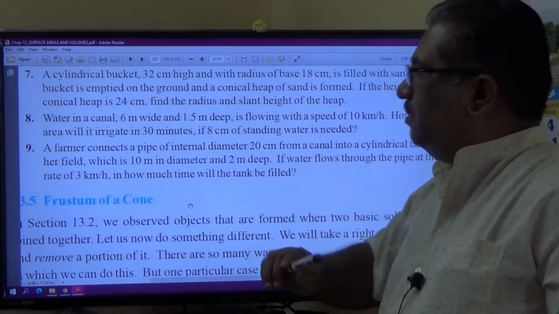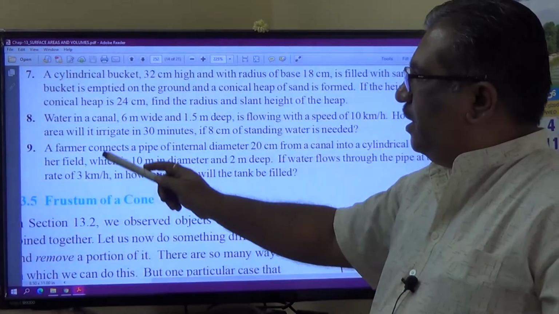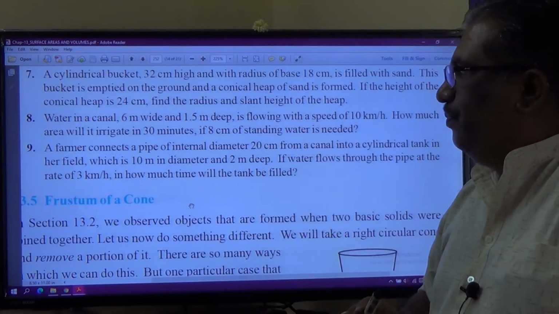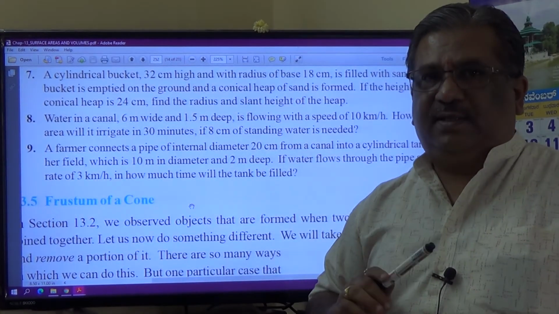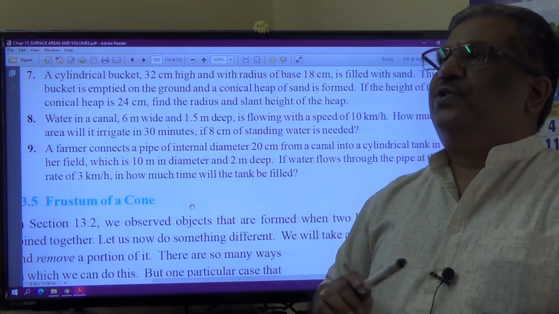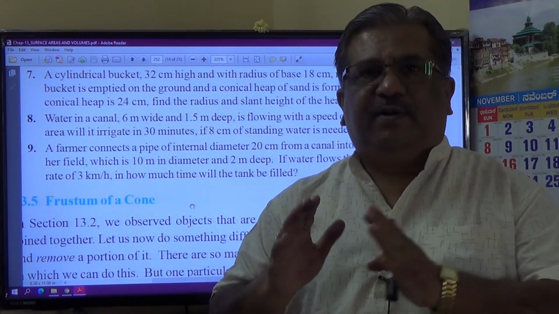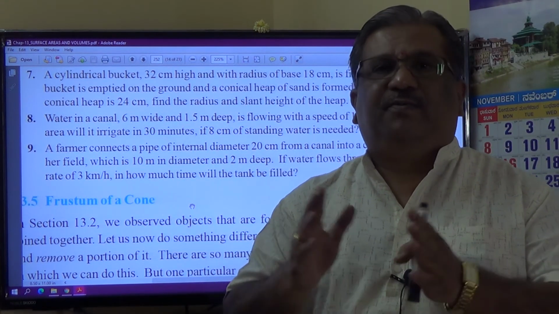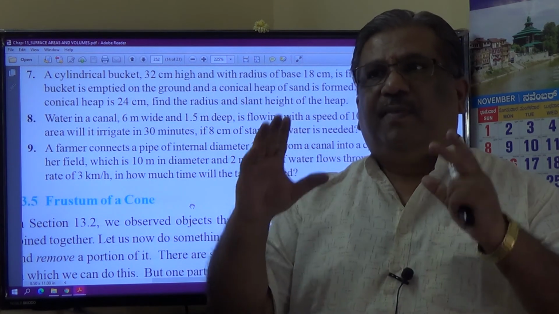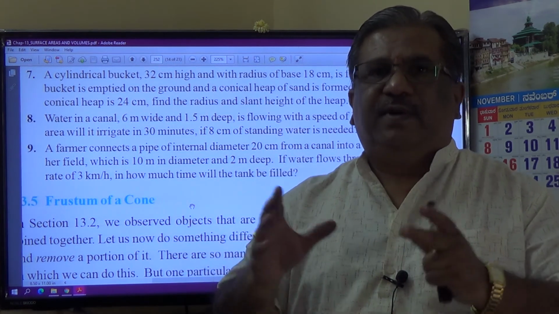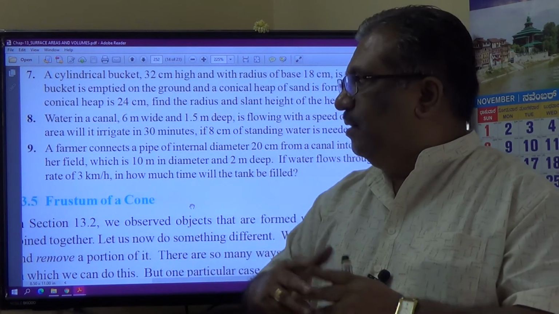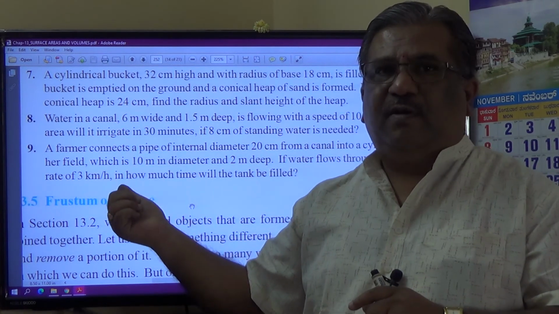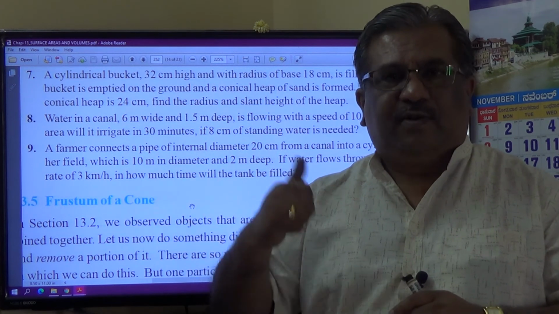Question number 8 and 9 are related to flow of water through pipes or canals, for which I have to give a brief introduction. That is, how to calculate the flow of water through a pipe or a canal of different cross sections. So let us study that on the board, and then it is easier for us to solve these two numericals. Okay, so come, let's study now.